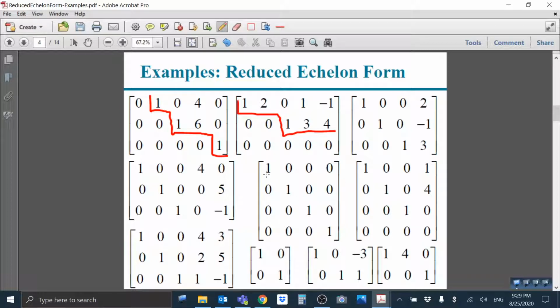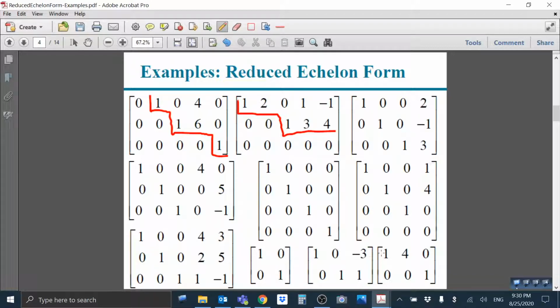So let's check this one. This one is beautiful. This is called the identity matrix, 4x4. You have a diagonal of ones and zeros elsewhere, so this matrix has 4 rows, 4 columns. So it's a square matrix. And diagonal entries are 1. Beautiful. So obviously it is in reduced echelon form. This one here, identity, again 2x2 this time, in reduced echelon form.